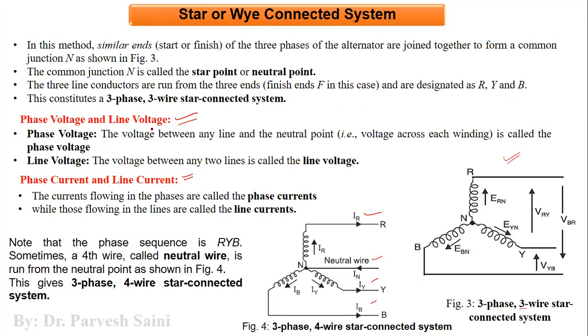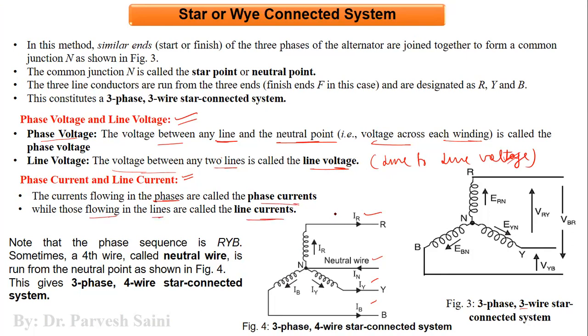So let us come back to this slide, and the same thing is mentioned here. The phase voltage is nothing but the voltage between any line and a neutral point, or you can say the voltage that is across the winding. The voltage between any two lines is known as line voltage, or line to line voltage, right? Similarly, we have phase current. The current that flows in the phase is known as phase current, and the current that flows in the lines is known as the line current.